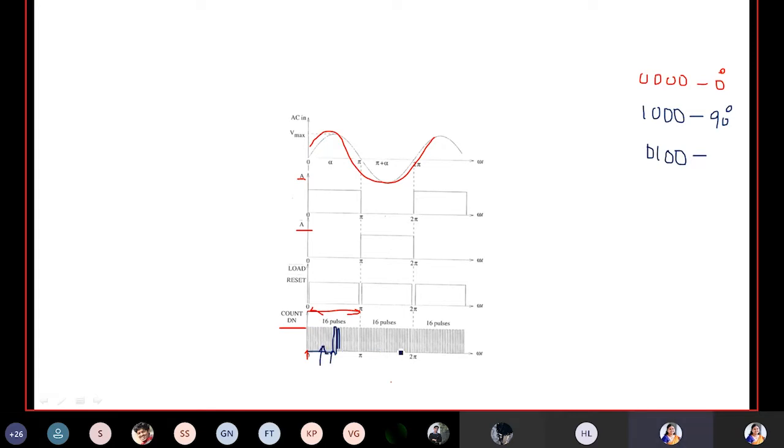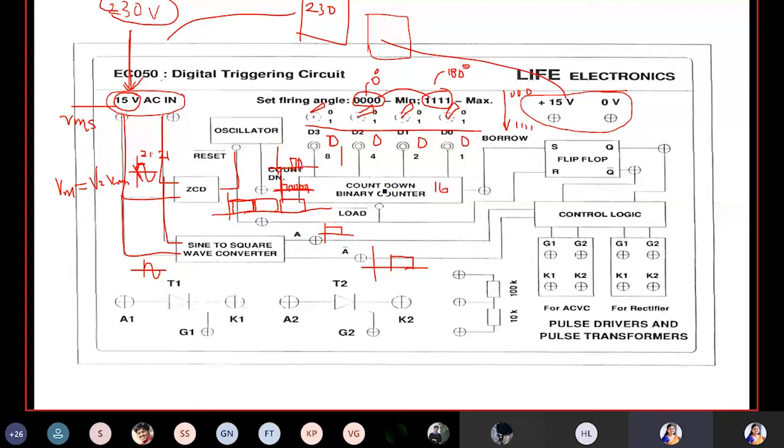Like this, the working of the oscillator and the binary counter will be there. Whatever value you are setting here will act as a delay for the binary counter; the pulses will be delayed by those many degrees. These pulses appear at the first terminal of the oscillator. And we have one more reset terminal here, which is coming from the ZCD, and along with that it is going to load also.